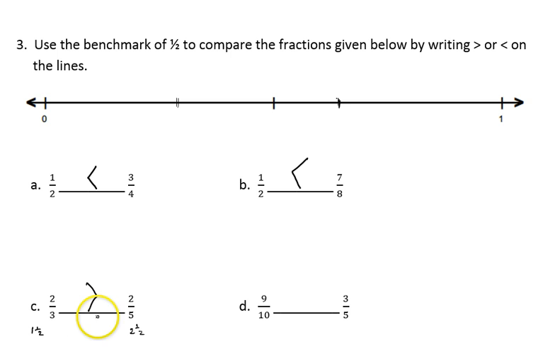Another way we can look at that is if I'm thinking in terms of my thirds compared to my fifths. 1/3 would be greater than 1/5. So 2/3 has to be greater than 2/5.